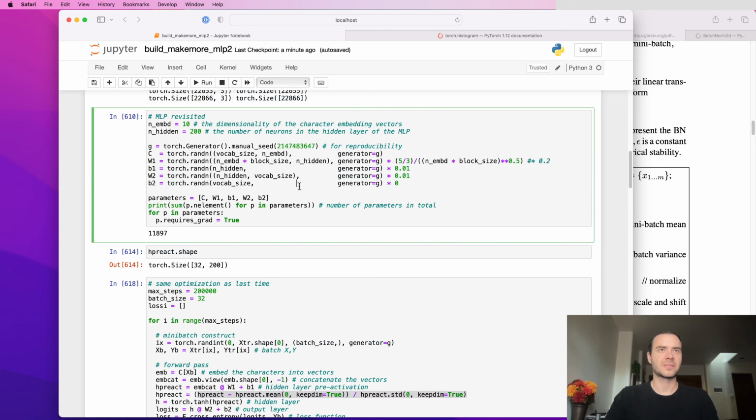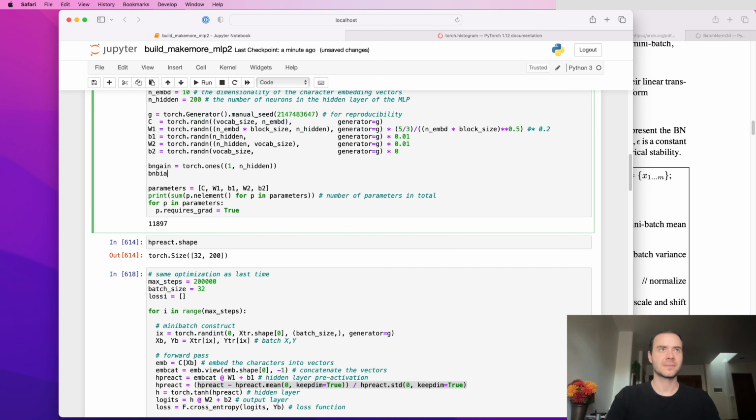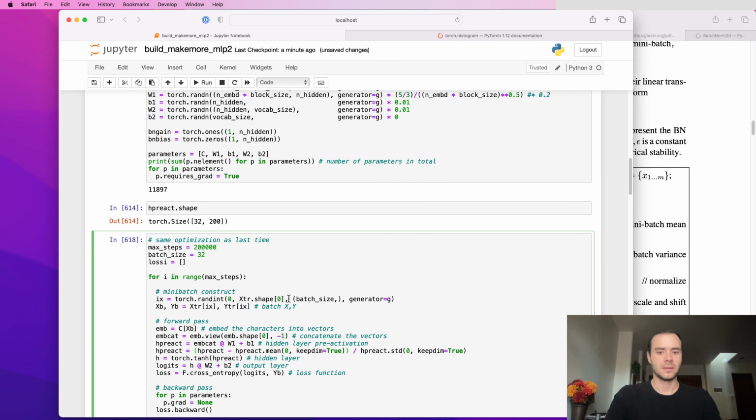And so what that amounts to is the following. We are going to allow a batch normalization gain to be initialized at just ones, and the ones will be in the shape of 1 by n_hidden. And then we also will have a bn_bias, which will be torch.zeros, and it will also be of the shape 1 by n_hidden. And then here, the bn_gain will multiply this, and the bn_bias will offset it here.